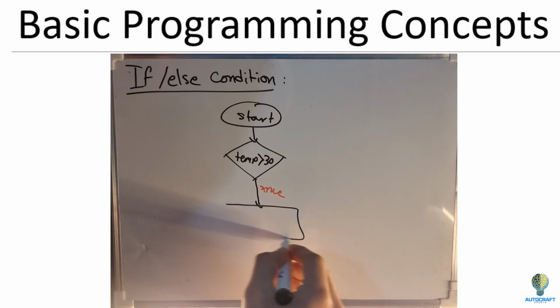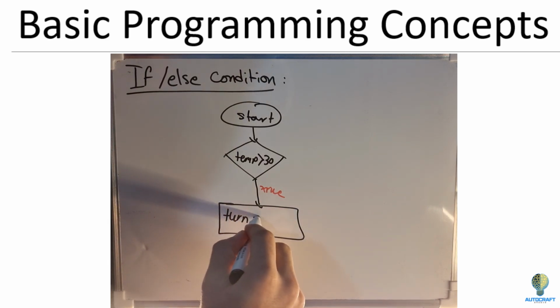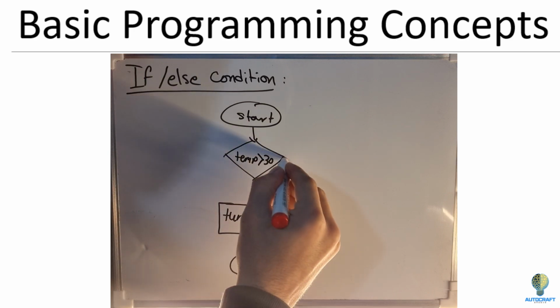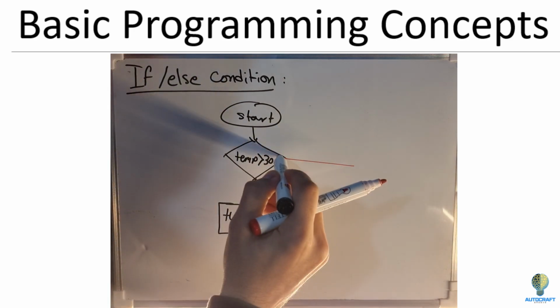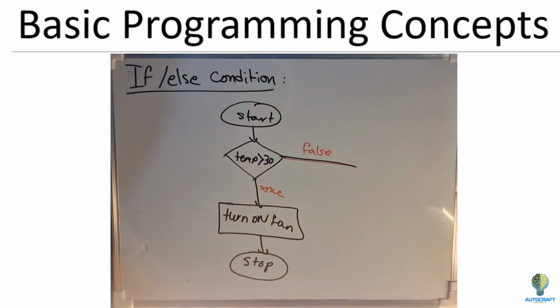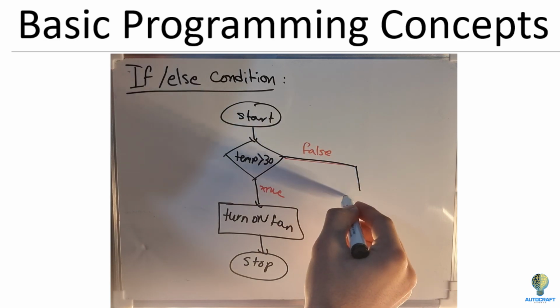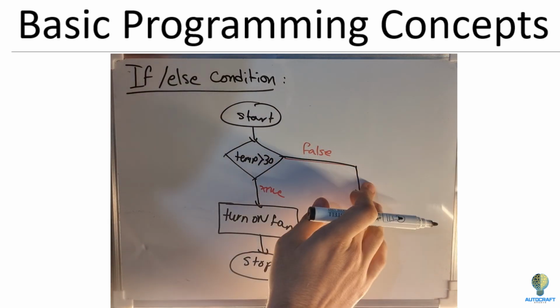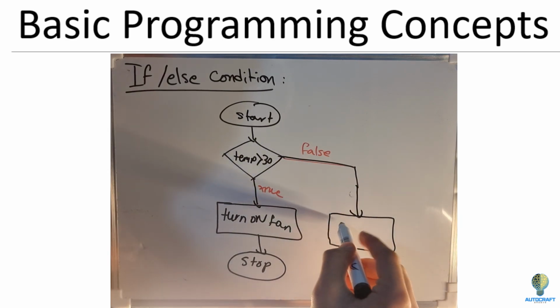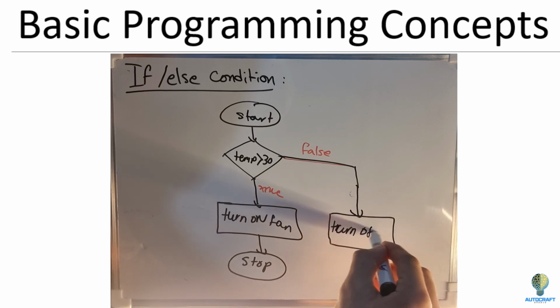we will run commands to turn on the fan. Then the program will stop. Else, if this condition is false, which means it is less than 30, so it will run a new code for else condition. And this code is responsible for turning off the fan.